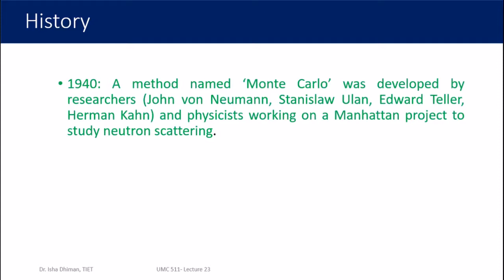Now we'll talk about a brief history. In 1940, a method named Monte Carlo was developed by researchers John von Neumann, S. Ulam, U-L-A-M, Edward Teller, Herman Kahn, and physicists working on the Manhattan Project to study neutron scattering. So for the first time they coined the word Monte Carlo simulation. Some experiment was being performed by these researchers, so they came up with this word.